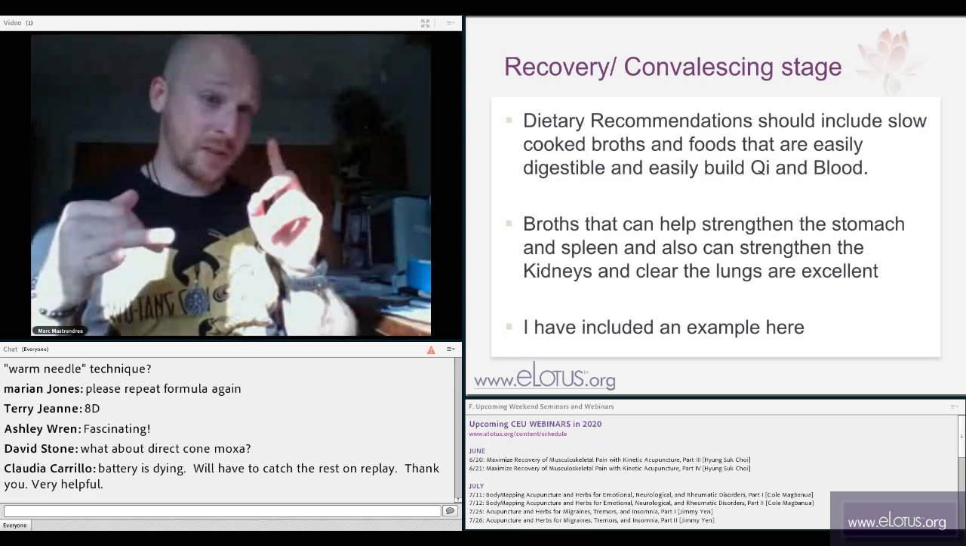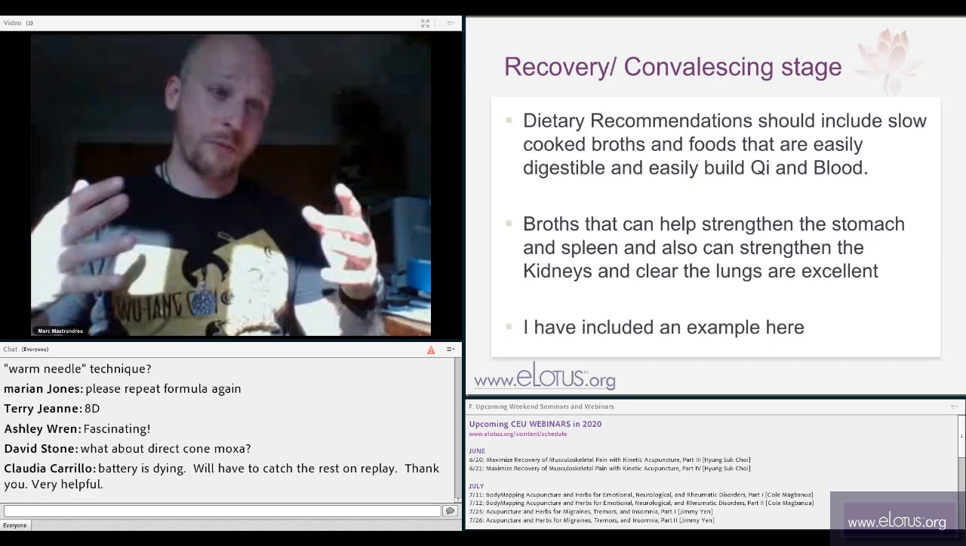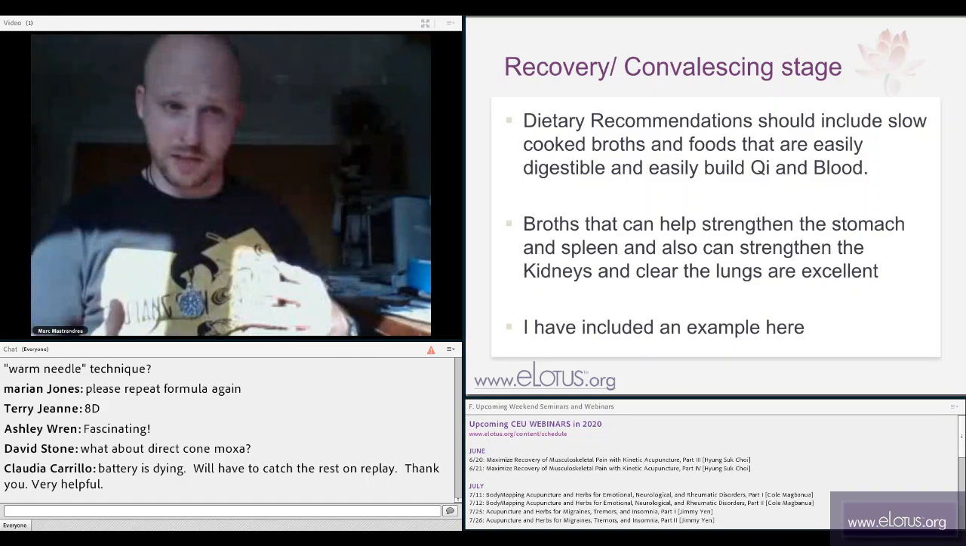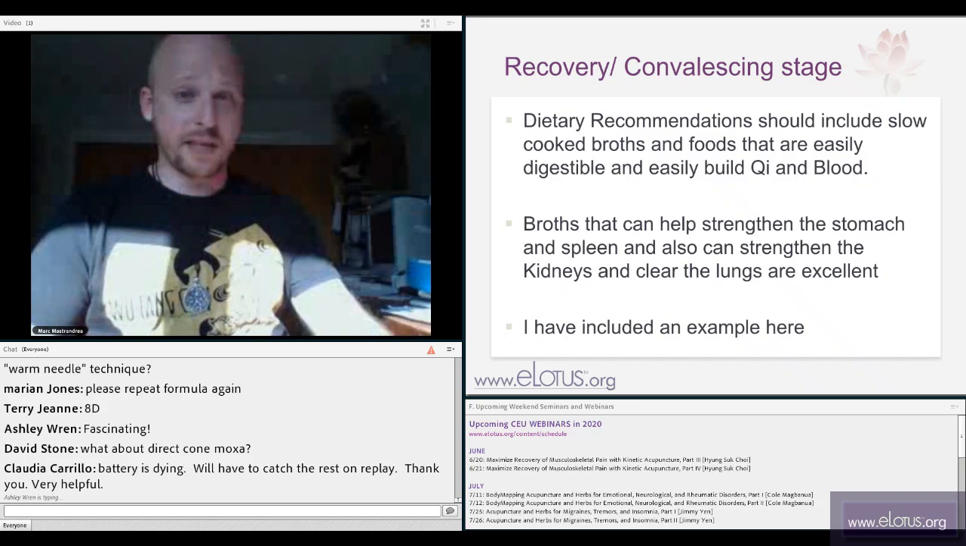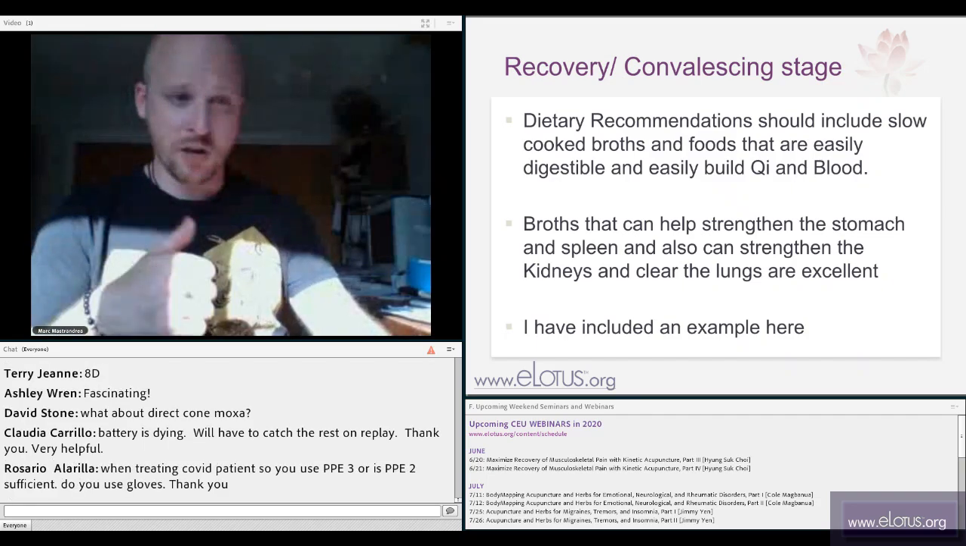You know, the salt and the broth, if it's sea salt, people using bone broth, I would avoid some of the heavy protein broths in the beginning. I'm going to teach you guys today how to make a clear broth. These things will strengthen the kidneys and the lungs. You can do things like daikon radish.